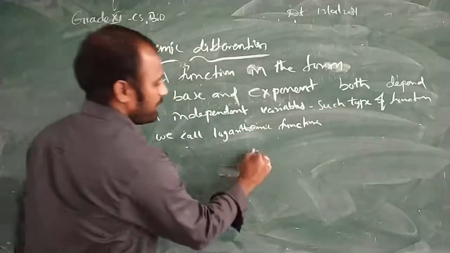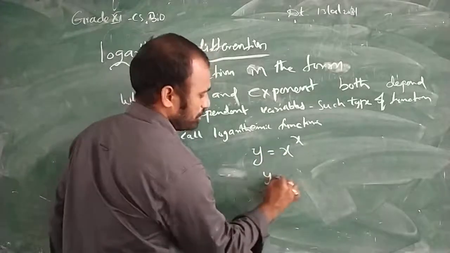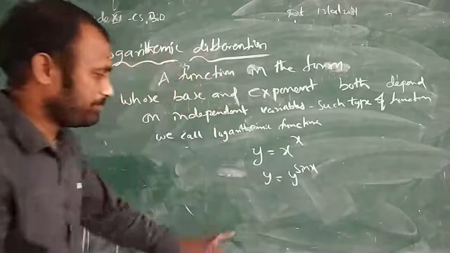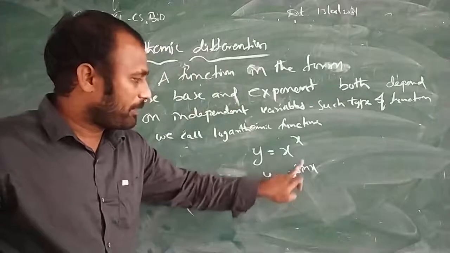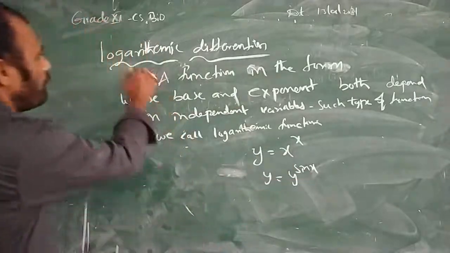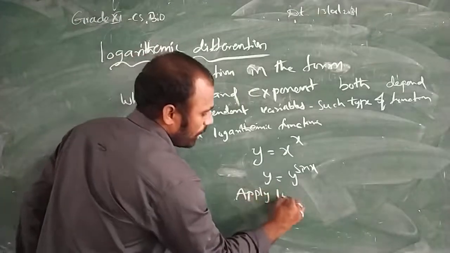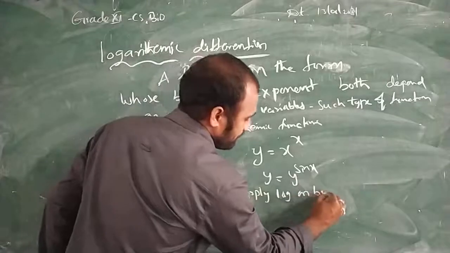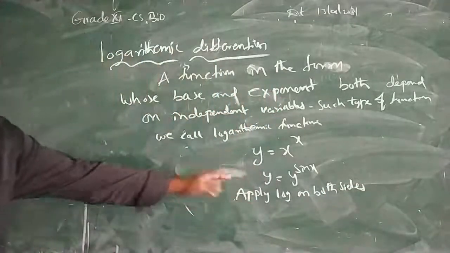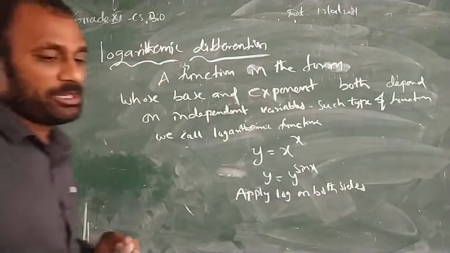That means the function should be like y equals x to the power of x, or y equals x to the power of sin x. Whatever the function, it should have a base and a power. If it is there, then what we have to do? We have to apply log on both sides. By applying log on both sides, we are going to solve this function. We call this logarithmic differentiation.